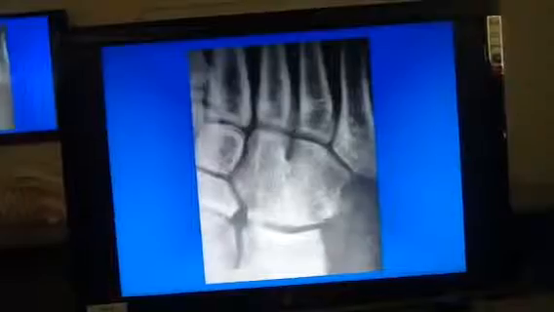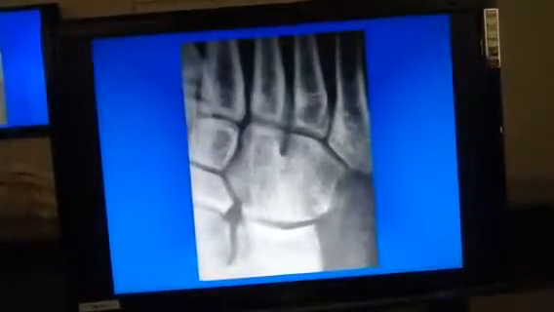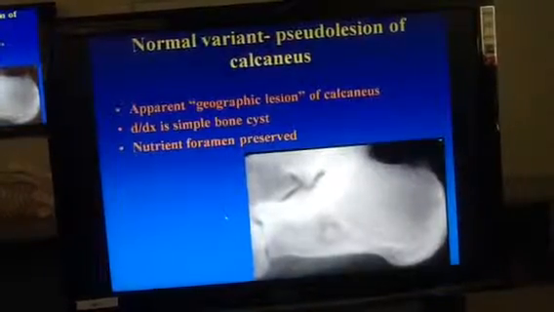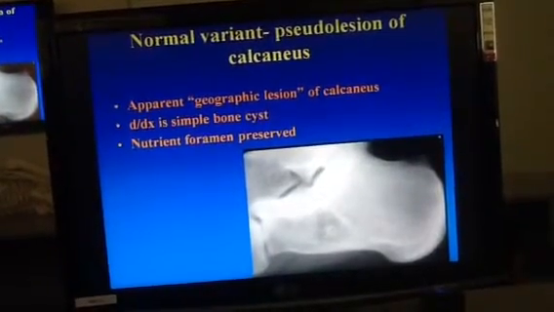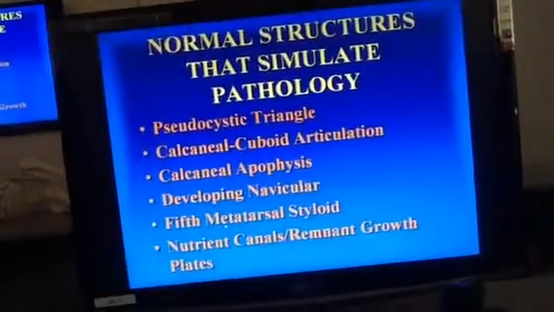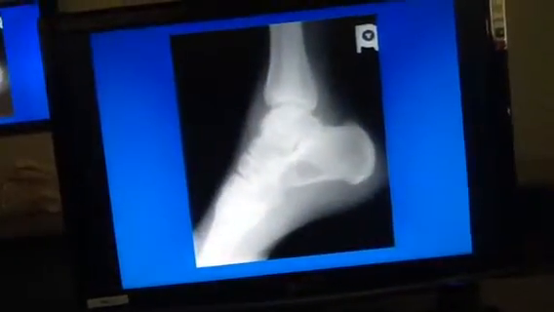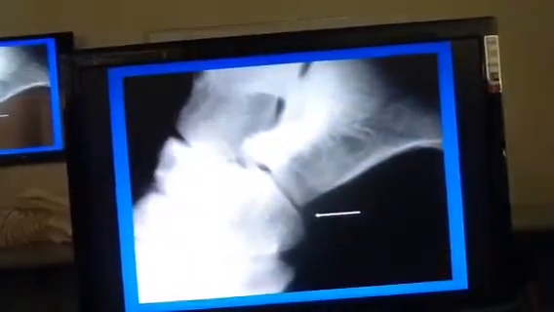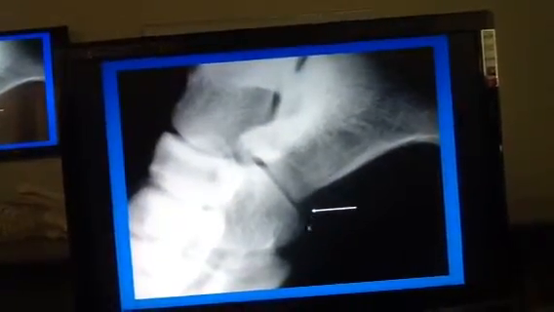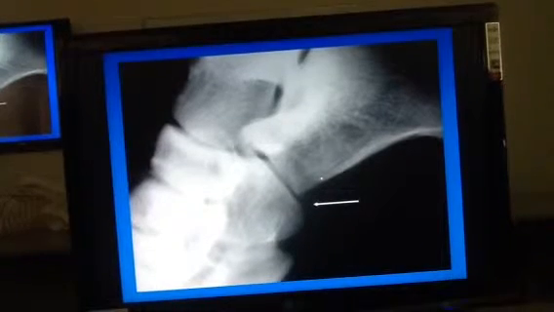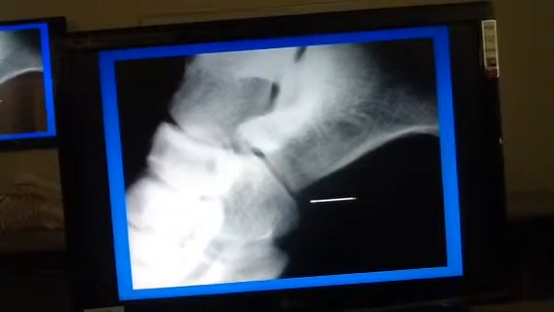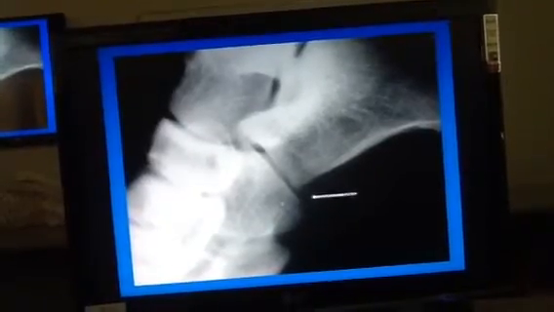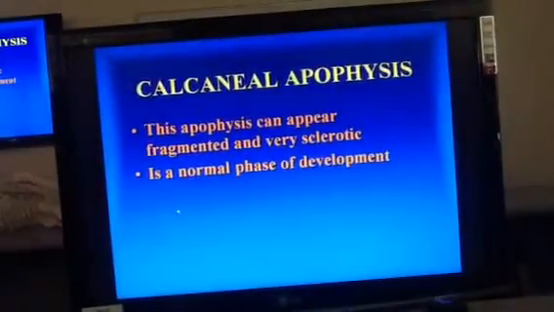Here you've got coalition. More than one toe. This is that pseudotumor we talked about. Again, lipomas could be out there, so you've got to differentiate from the lipoma. The fact that this doesn't align doesn't worry anybody. It's just the way it is between the cuboid and calcaneus.